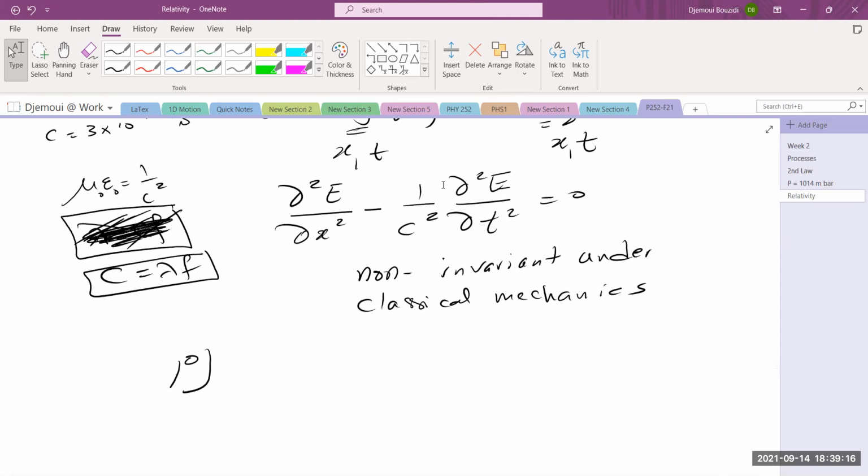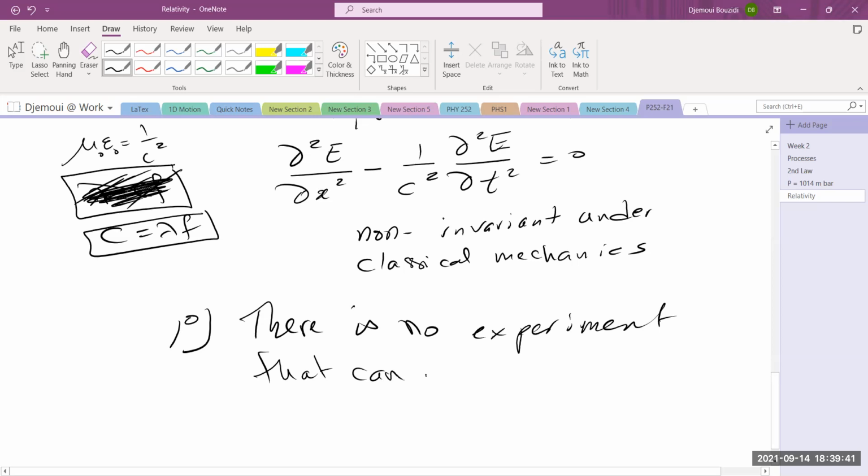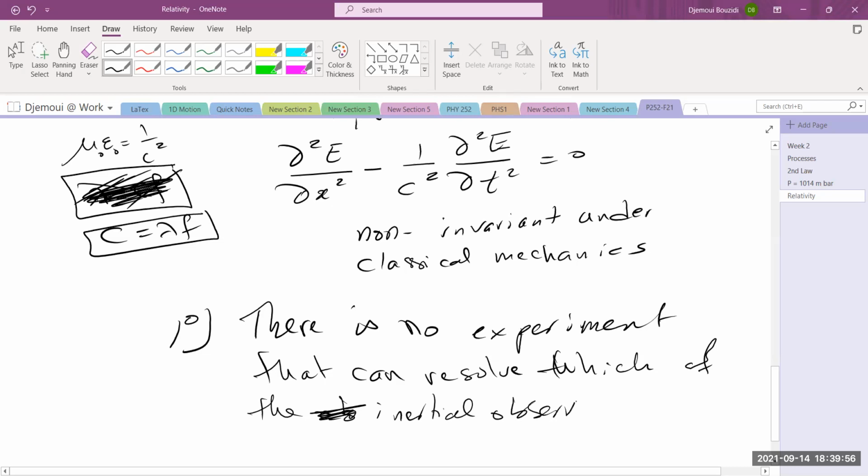The physics of electricity and magnetism should not change either. It needs to stay the same for both the person sitting in the station and the person sitting in the train. Hence, Mr. Einstein had to state the first postulate: there is no experiment that can resolve which of the inertial observers is moving. This is the principle of relativity, that physics must be the same for all inertial observers, okay?